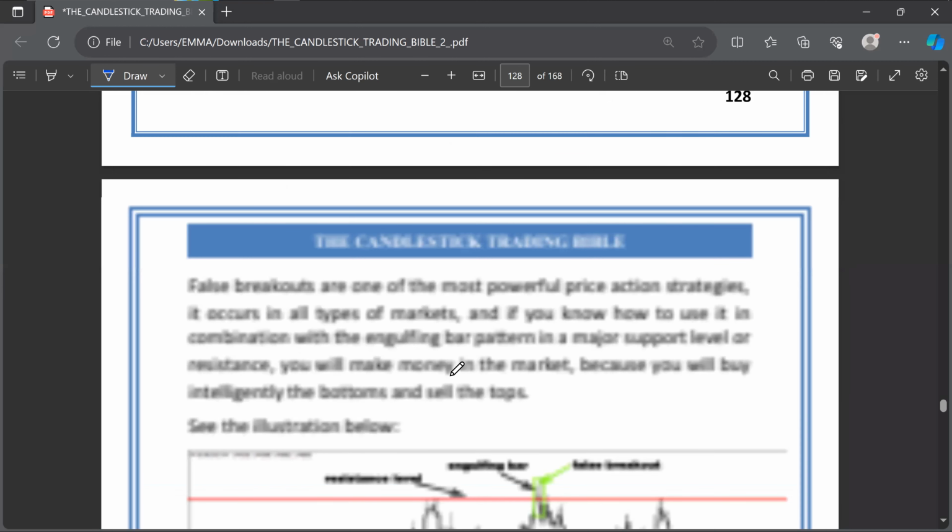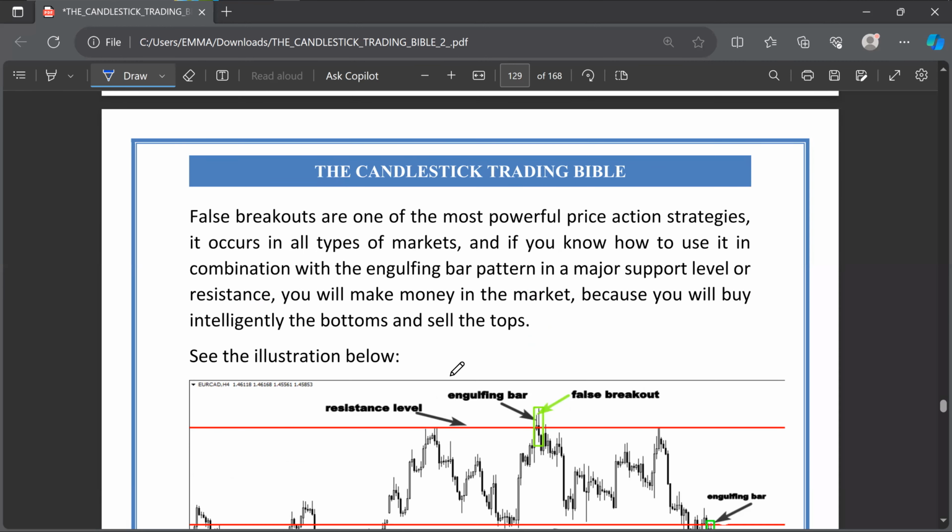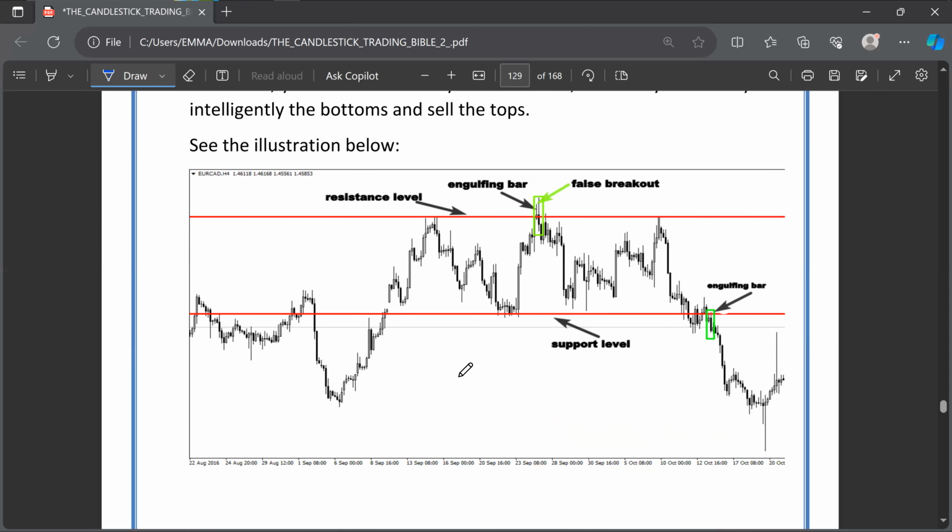So let's see. False breakouts are one of the most powerful price action strategies. It occurs in all types of markets. And if you know how to use it in combination with the engulfing bar pattern at a major support level or resistance, you will make money in the market because you will buy intelligently at the bottoms and sell at the top. This is it. Simple, still considering your patterns.